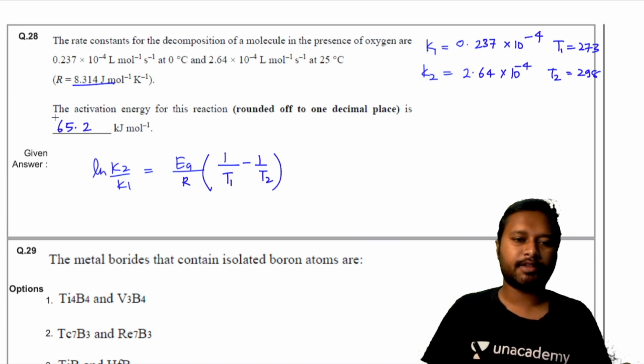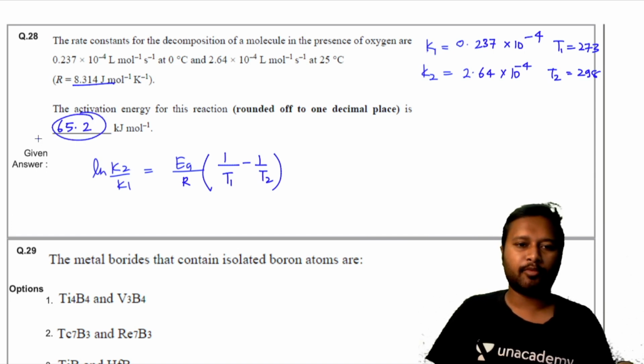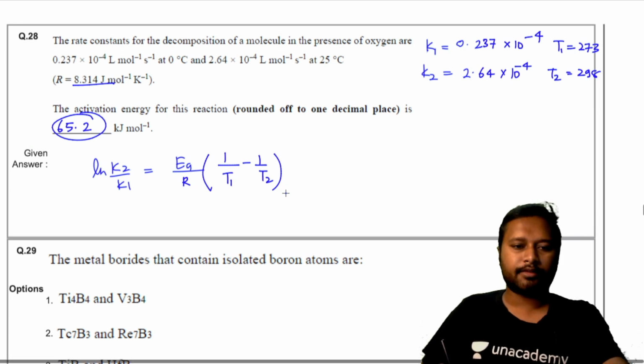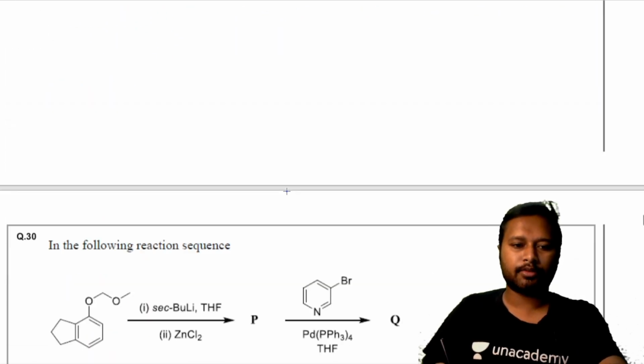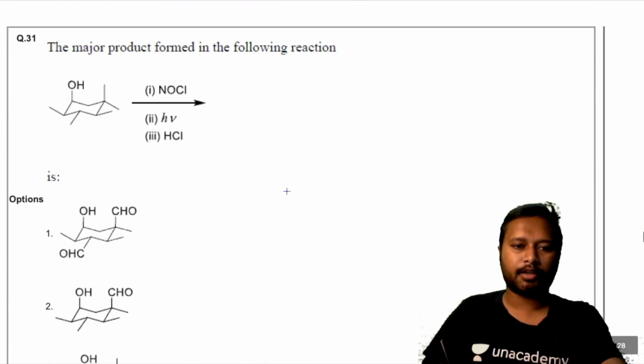This will be the answer. Okay, 65.2 kilojoules per mole is going to be the answer for this question. Okay, let's go to the next numerical type question which was asked.